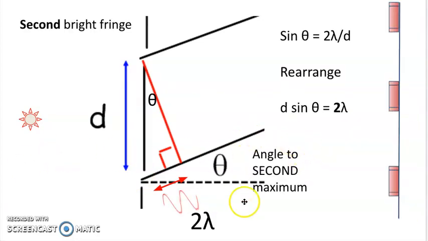If we look at this now for the second maximum, there's our first maximum, there's the second maximum, there's now a path difference of 2 wavelengths. So same kind of right angle triangle, it's had to travel 2 lambda more to give us the second order maximum. Same thing, sine theta is opposite over the hypotenuse, 2 lambda over d, rearrange that and you get d sine theta equals 2 lambda for our second order maximum.